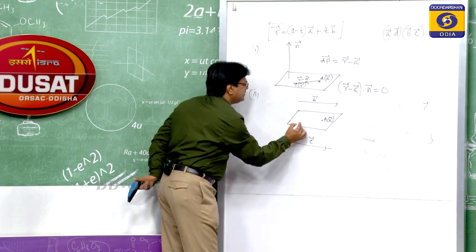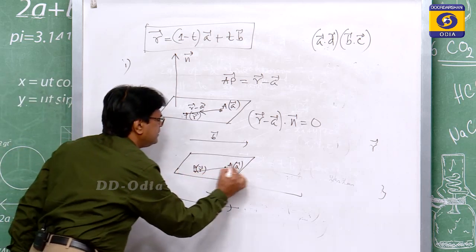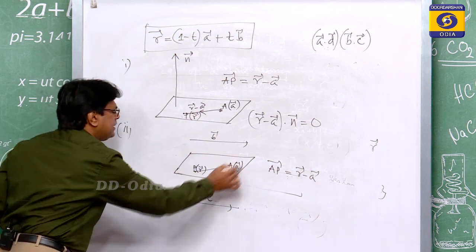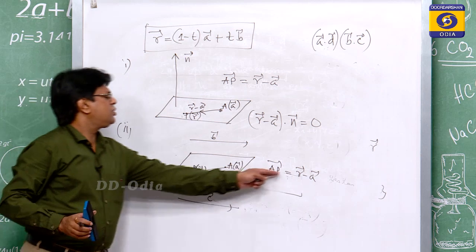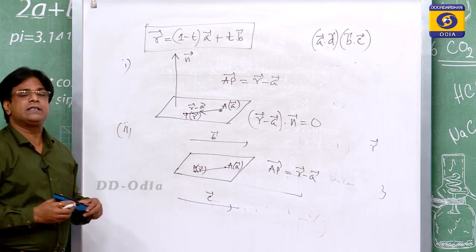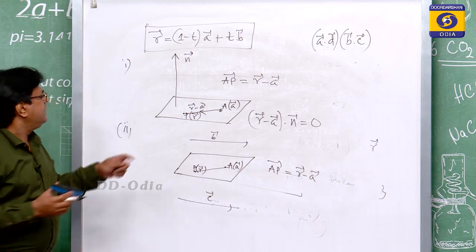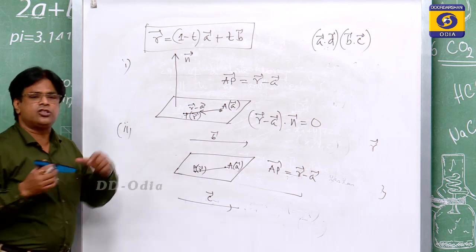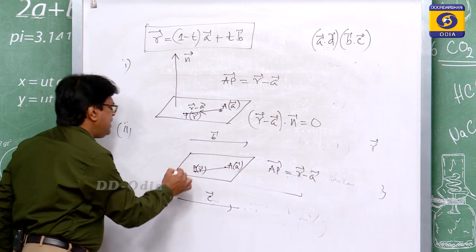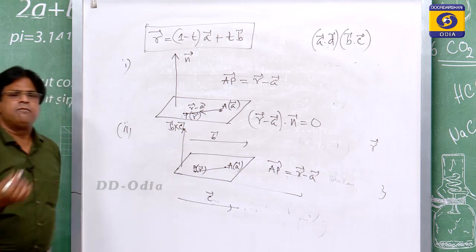So, we consider another variable point whose position vector is r. So, the vector AP is r minus a. This is a variable point. So, r minus a is parallel to B vector and C vector, so we need a vector perpendicular to B and C. Already we have discussed that B cross C is a vector which is perpendicular to B and C. So, the vector B cross C is perpendicular to B vector and C vector.